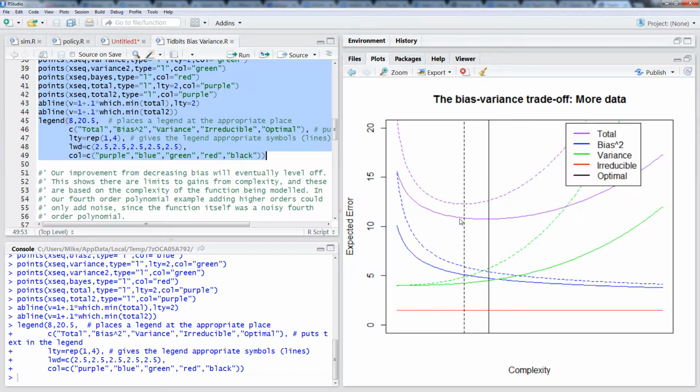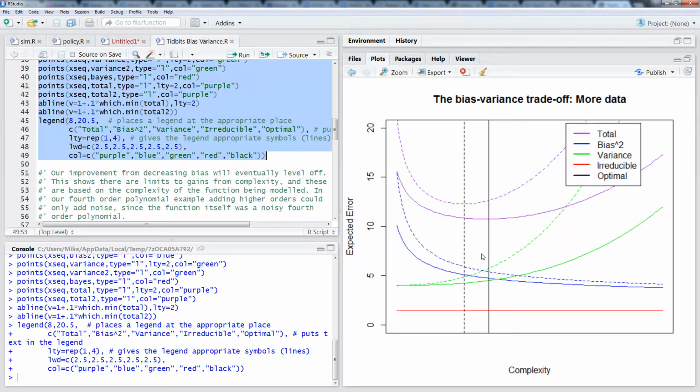And as we would expect, when the amount of data increases, the optimal model that we want becomes more complex. We see, of course, that as well, the total error has reduced as we get more data, and the complexity of the model associated with the optimal complexity is more complex.